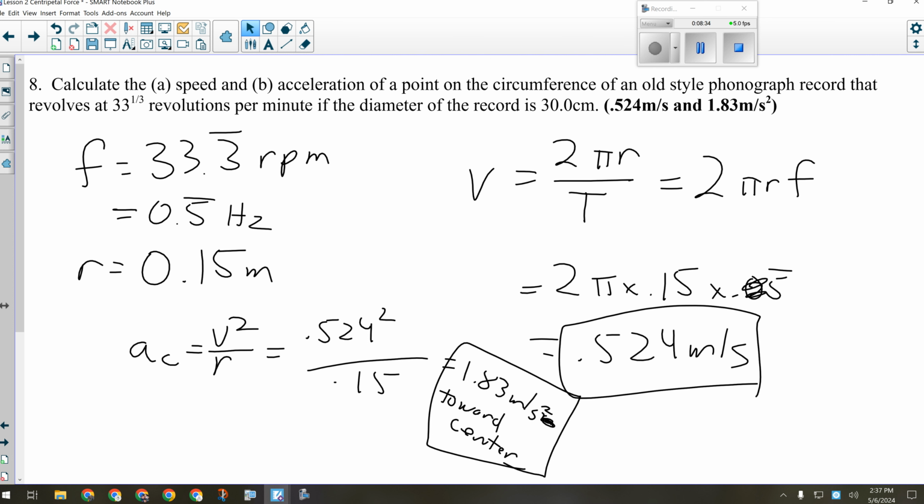All right, I'm going to give you a few more minutes here to get done 12 and maybe the first one on the vertical sheet here.